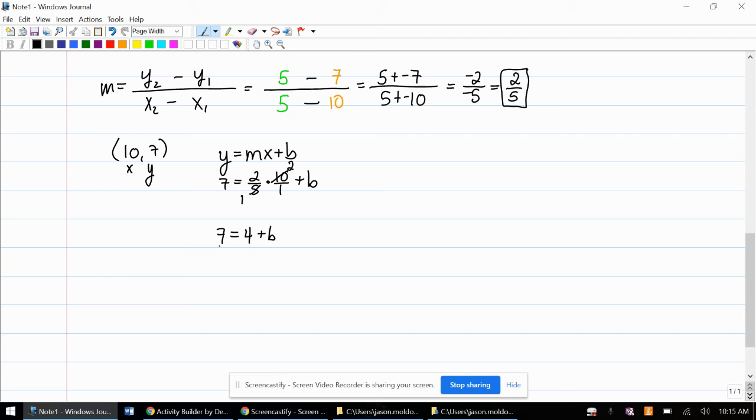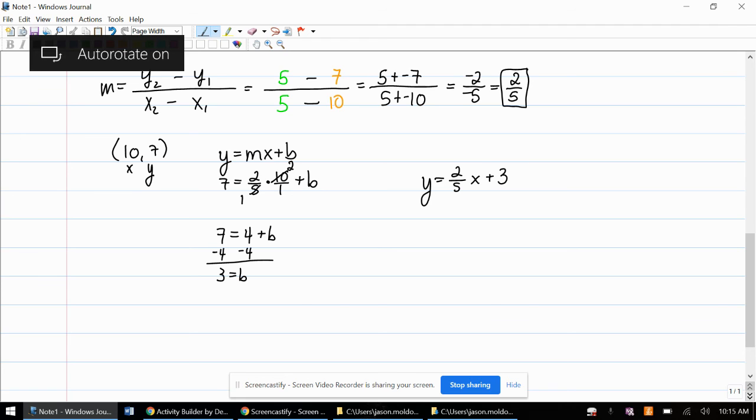And we're going to move this 4 to the other side. And since it's positive, we will subtract it or add negative 4. And that leaves us a b of 3. So we have y equals 2/5 x plus 3.